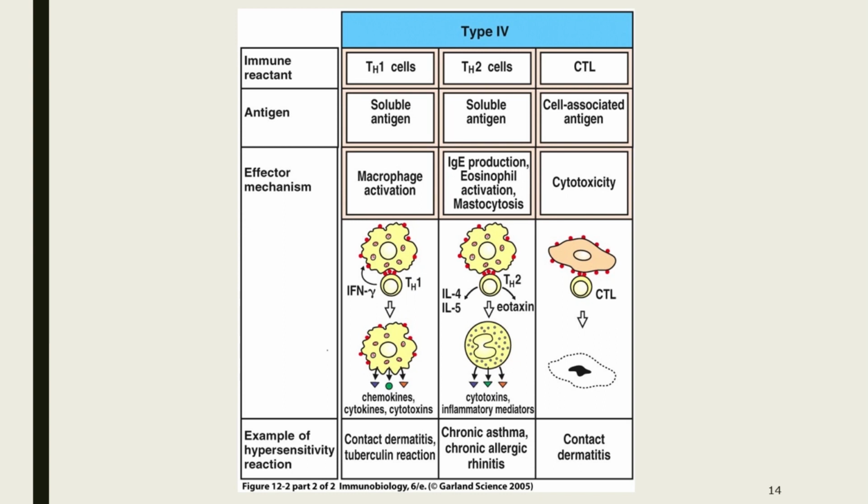Alright, so this table summarizes what can happen. Now, here is a special case I didn't talk about in the previous slides. We talked about TH1, which could be triggered by some venoms, and cytotoxic T cells, which could be related to contact dermatitis, like poison ivy. We skipped this column in our previous slides, so we'll talk more about it later. It relates to things that we're exposed to, like asthma and allergic rhinitis, which are chronic conditions.